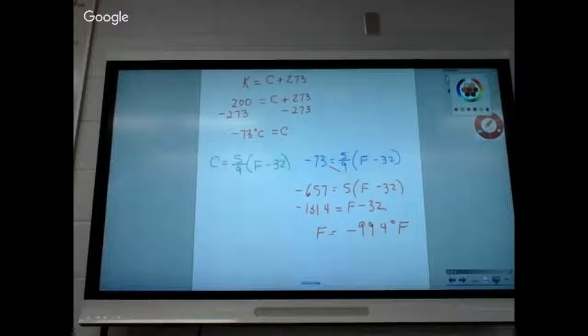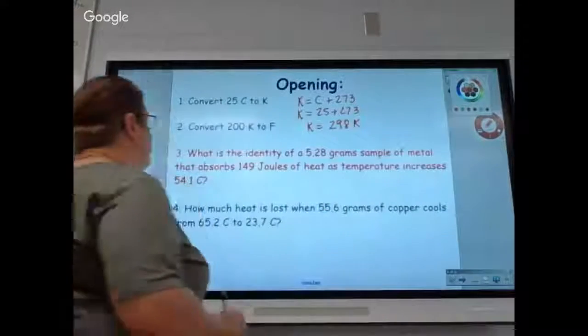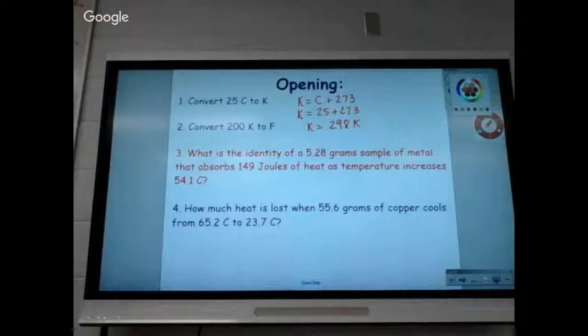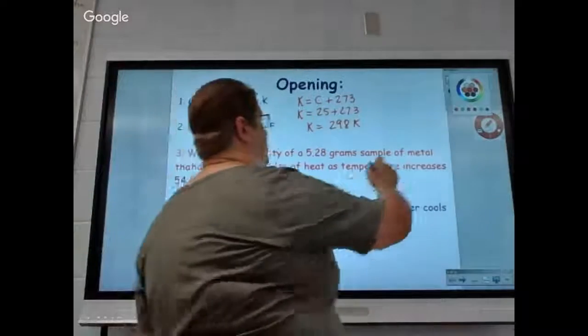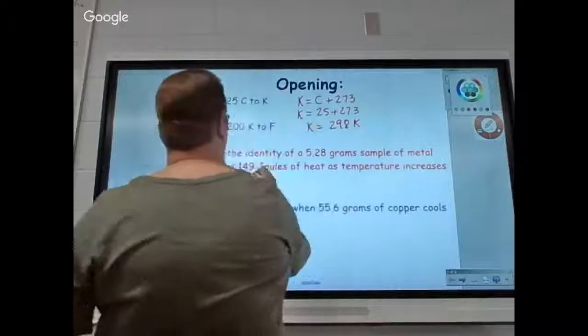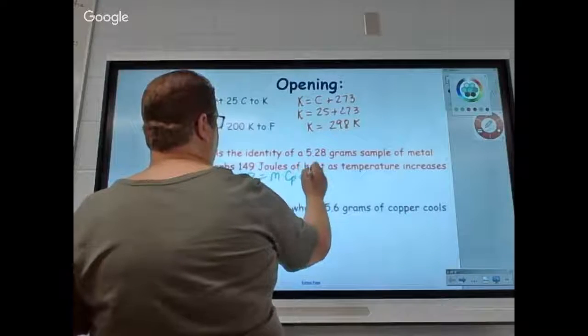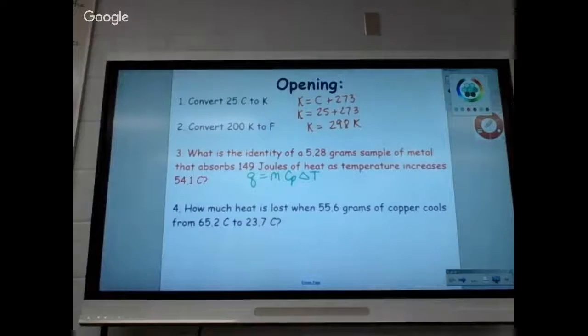All right, the last 2 are using your heat formula, right? So number 3, I've asked you to give me the identity of a metal. So if I'm asking for the identity, are we solving for the Q, the M, the CP, or the delta T if I want you to find for me the identity of the metal? CP. We got to solve for the CP. That way you can look it up on the blue chart, right?